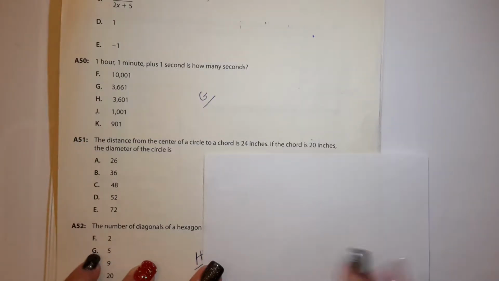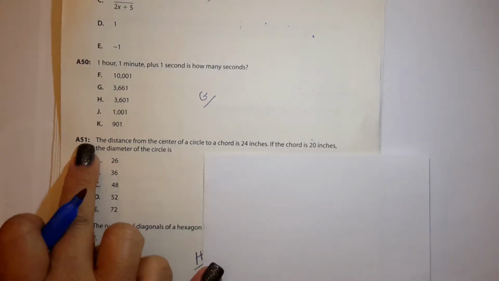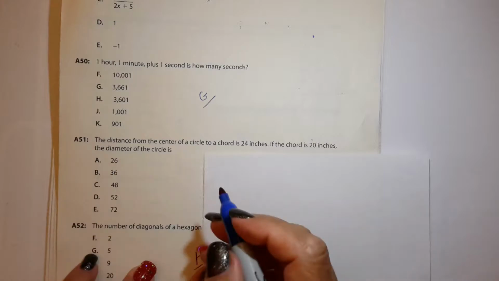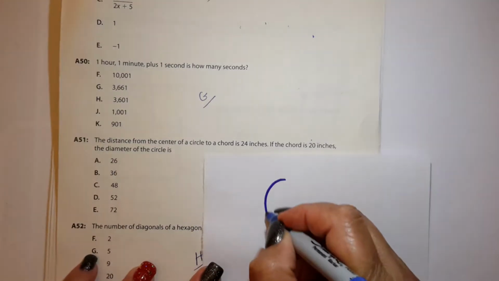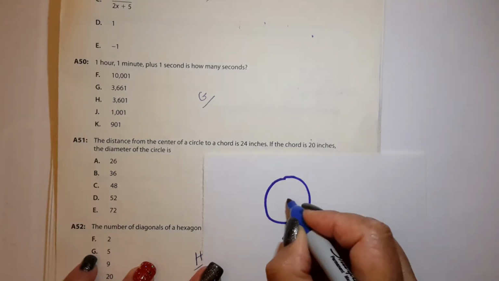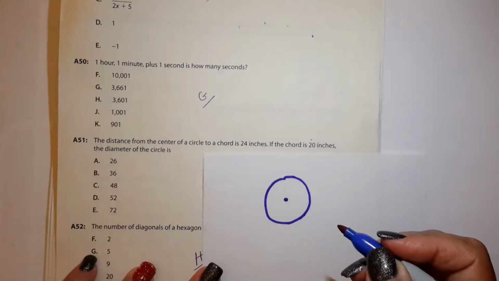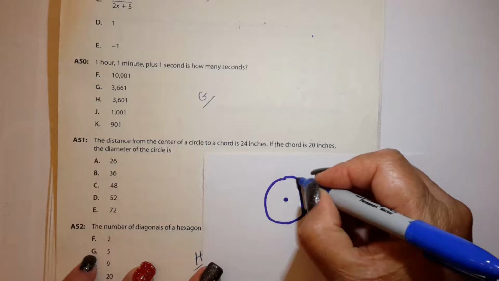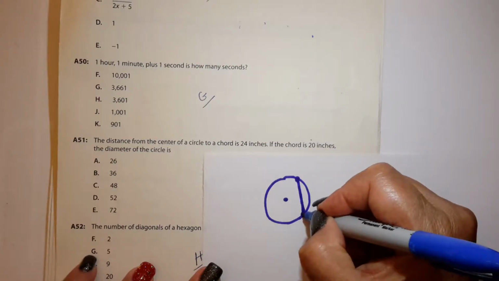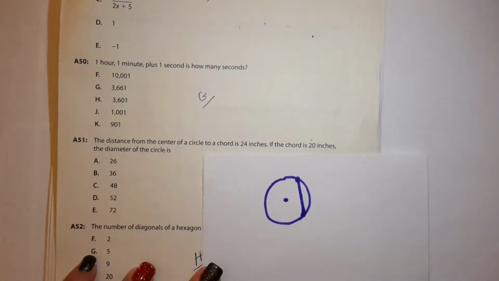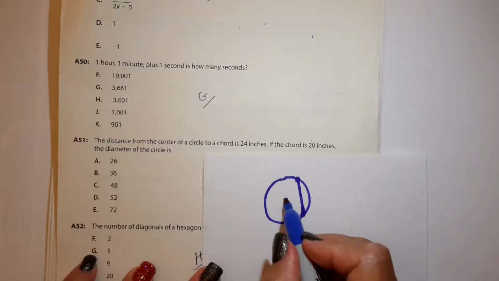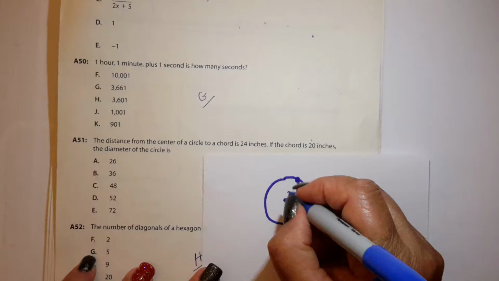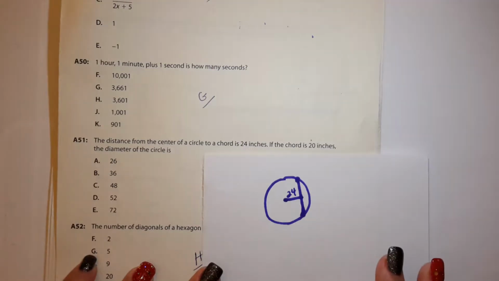Okay, now I'm going to be explaining problem 51. I don't know if you can see it right here. It says that the distance from the center of a circle to a chord, this is a chord, a segment whose endpoints are on the circumference of the circle, is 24 inches. 24, that's all I know.